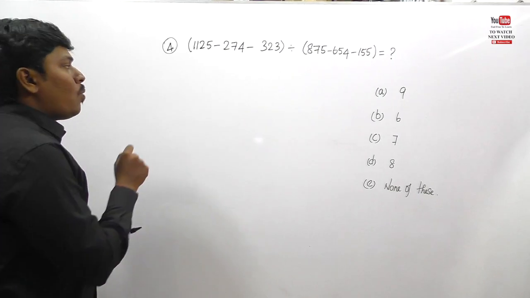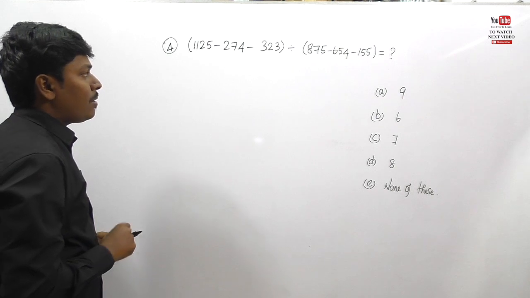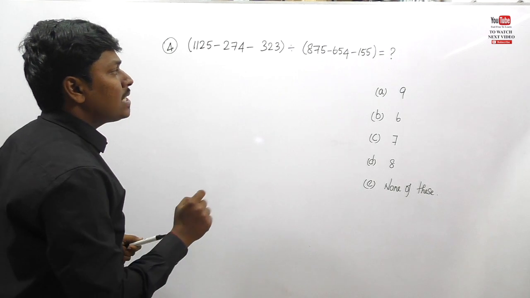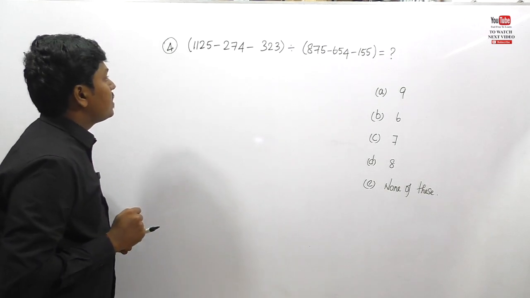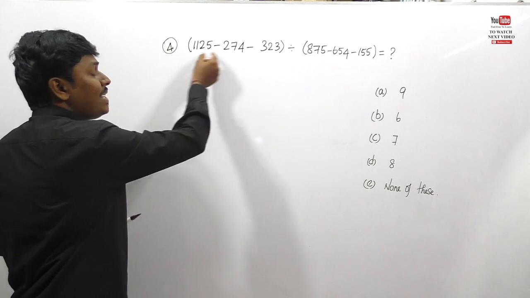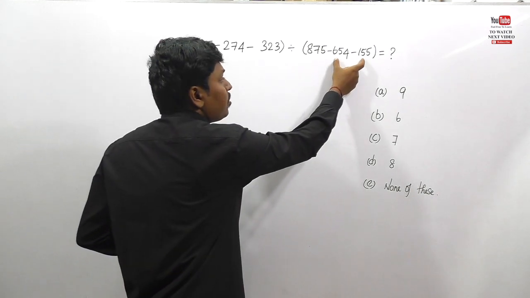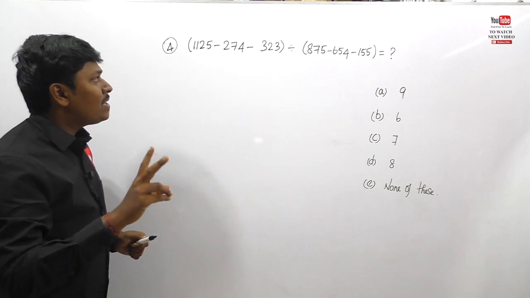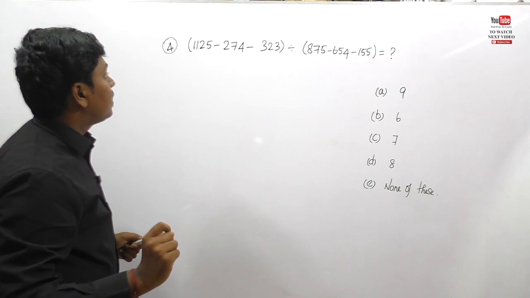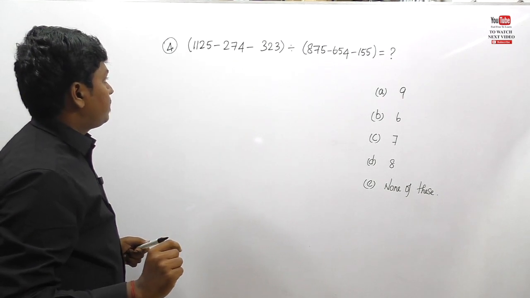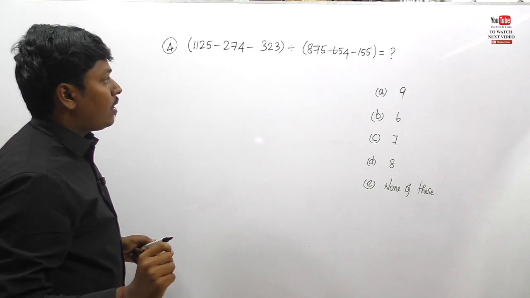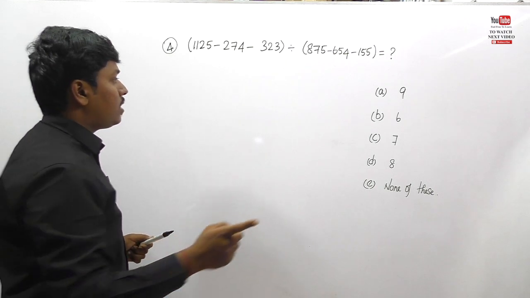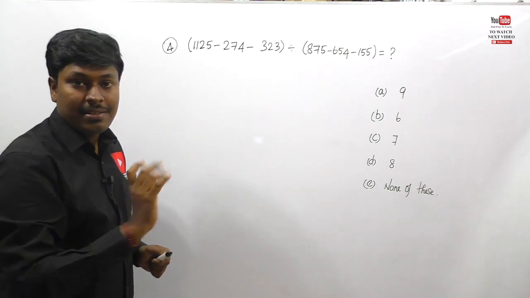Question number 4. 1125 minus 274 minus 323 division 875 minus 654 minus 155 is equal to question mark, right? So friends, we need to first of all add this and subtract this number, right? And similarly we need to add both the numbers and subtract from 875 and divide that number, right? So friends, give me 2 or 3 seconds, I can say the answer. Here it is 8, and here it is 6, and I think go for option number D, answer is 8, right?